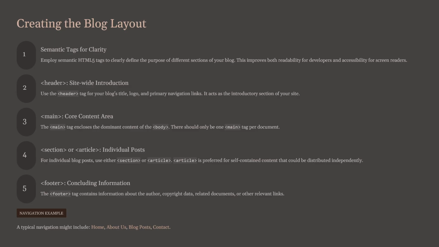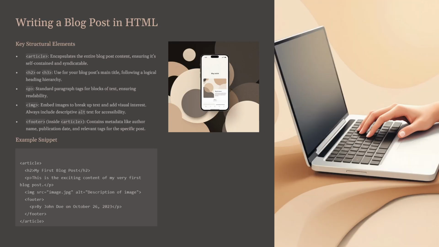Individual post. For individual posts, use either section or article. Article is preferred for self-contained content that could be distributed independently. And footer, concluding information. The footer tag contains information about the author, copyright data, related comment data, or other relevant links. So there.